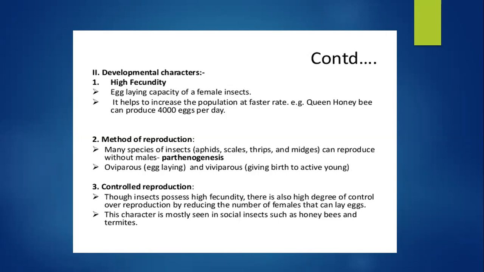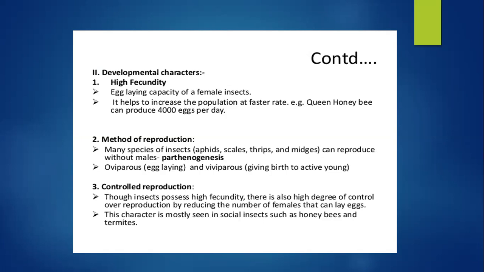What is that? Even though insects have the highest fecundity and the egg-laying capacity is high, there is also a high degree of control over reproduction by reducing the number of females that can lay eggs. So not only do they possess the highest fecundity, but there is also control over reproduction by reducing the number of females. As they lay eggs, the number of females is also reduced by nature itself.